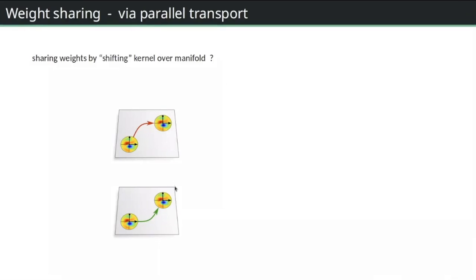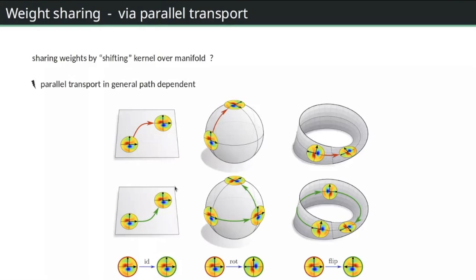Then another approach which many people take is to think about sharing weights on Euclidean space as taking your kernel and shifting it around, which you can formalize as a parallel transport. This is indeed path independent on Euclidean space, so you can shift along different paths and you always get the same kernel. But if we are on a curved space or non-orientable space, then suddenly parallel transport becomes path dependent. If you define your kernel somewhere and shift it along this path or along the other path, you see that the rotation of your kernel changes. This is a consequence of the curvature of your manifold.